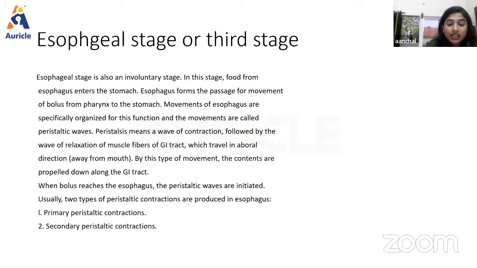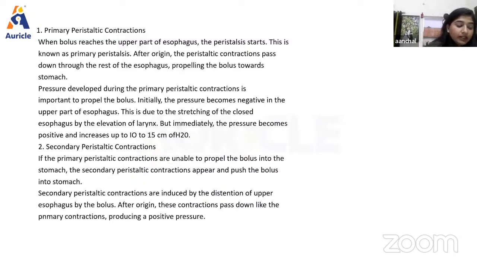As we have discussed, what is primary peristaltic contraction? Whenever the bolus reaches the upper part of the esophagus, the primary peristalsis will start, and after origin, the peristaltic contraction passes down through the rest of the esophagus, propelling the bolus towards the stomach. Pressure developed during the primary peristaltic contraction is important to propel the bolus deep inside the esophagus initially.